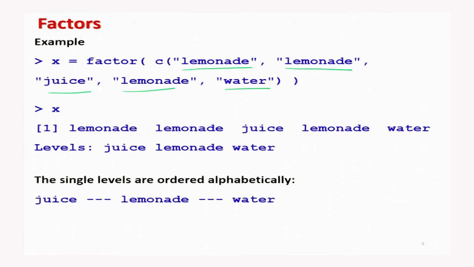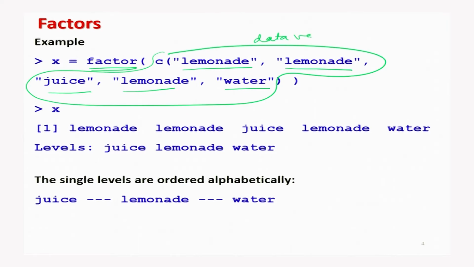There are exactly 3 categories actually: juice, water and lemonade, right. So, now if you try to factor it, then you can see here what happens. So, this is your data vector, right. I am trying to store its outcome as a factor in the value x. So, this comes out to be like this.